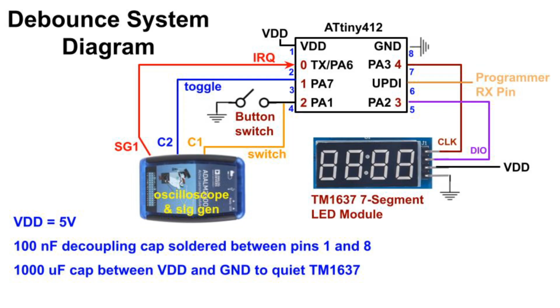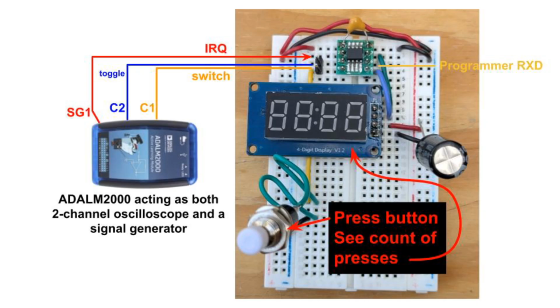The ADALM2000 acts as a signal generator. It puts a square wave onto PA6, which causes interrupts. It also acts as an oscilloscope, allowing us to view the toggling pin and the switch. And here's a look at the system on the breadboard. You can see the switch, which I'll press, and the 7-segment display, which will count the switch presses.